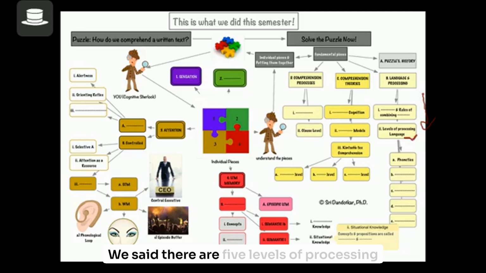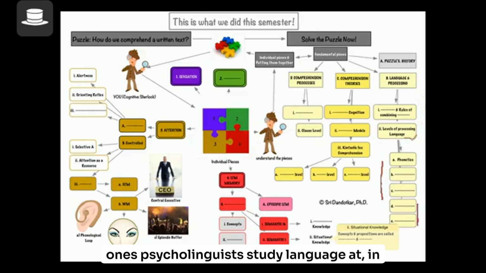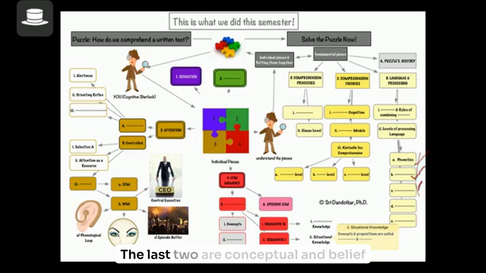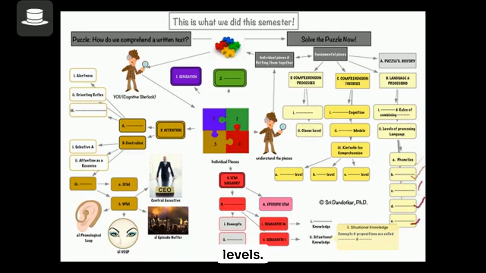We said there are 5 levels of processing language. The first 3 are the ones that linguists study language at, and the other 2 are the ones psycholinguists study language in addition to the 3 levels. The 3 levels being phonetics, which is study of sound. Next one is syntax. The third one is lexical semantic. The last 2 are conceptual and belief level.